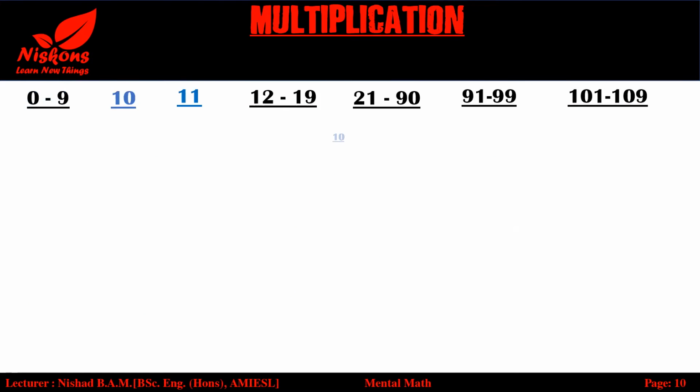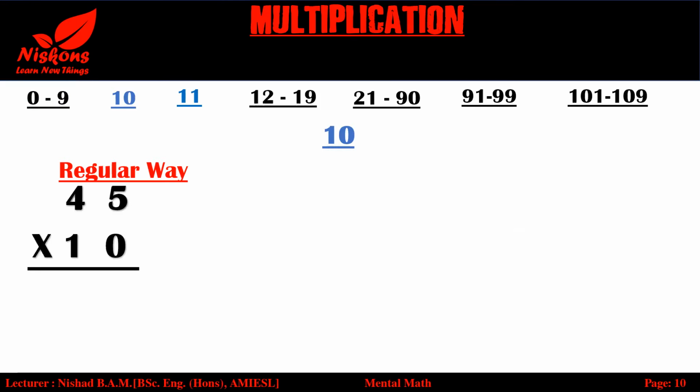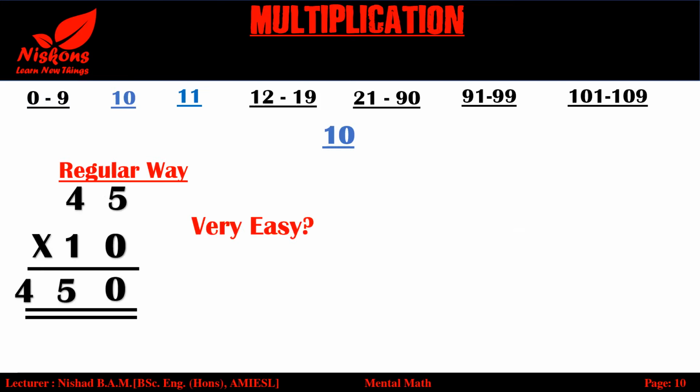So let us analyze multiplying tens. Multiplying by tens is very easy. If we are going to multiply 45 times 10, we have to add the 0 on the end, and then the answer will be 450. Very easy, right? Yeah, I was just kidding.